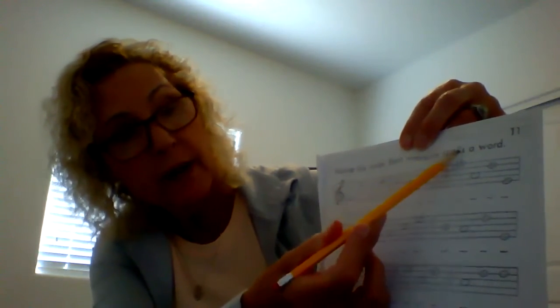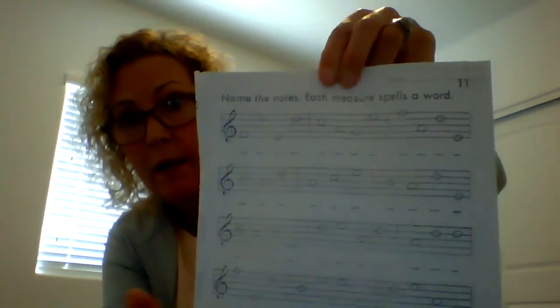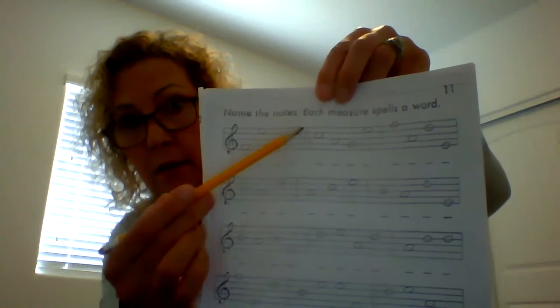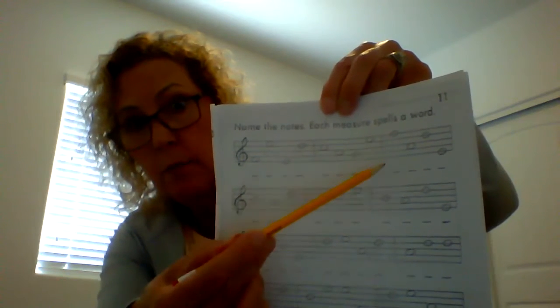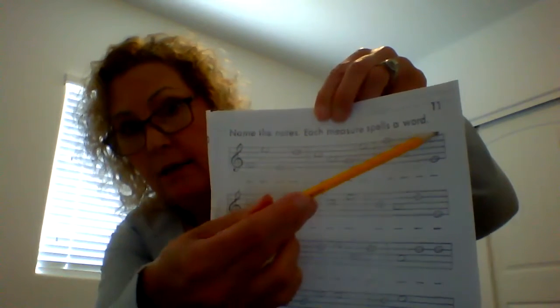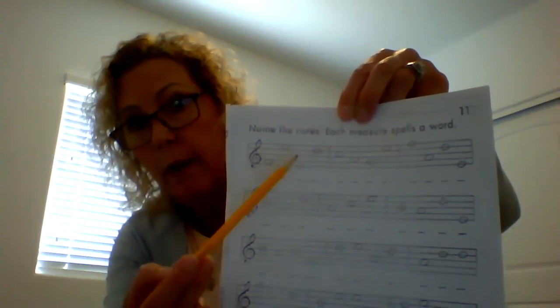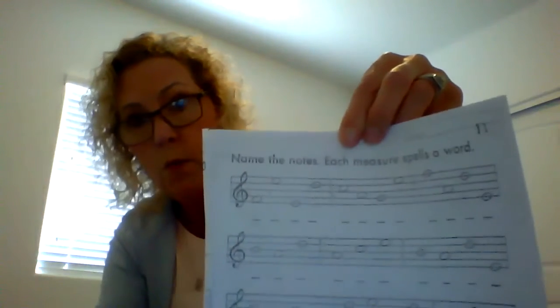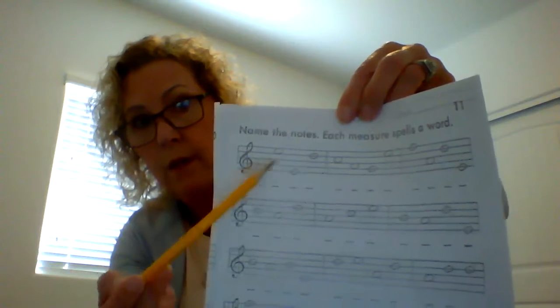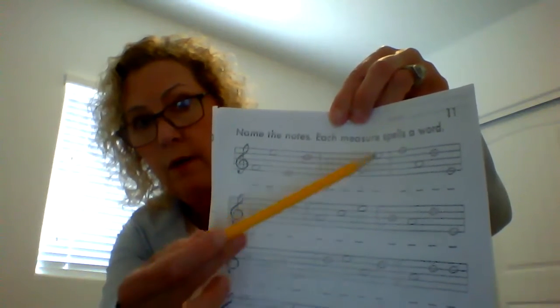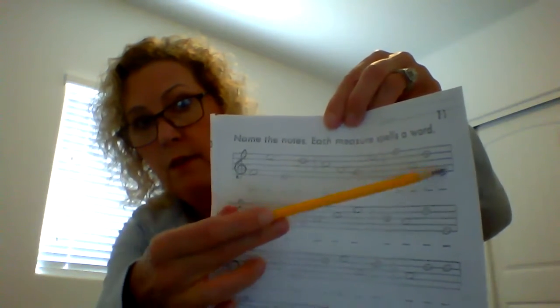Each measure spells a word. So in each space, from the beginning to the next bar line, that's what that's called, and then from the bar line to the next bar line, in between those spaces, those are called a measure. So at the top it says each measure spells a word. So there's going to be 4 notes that spell a word in this measure.